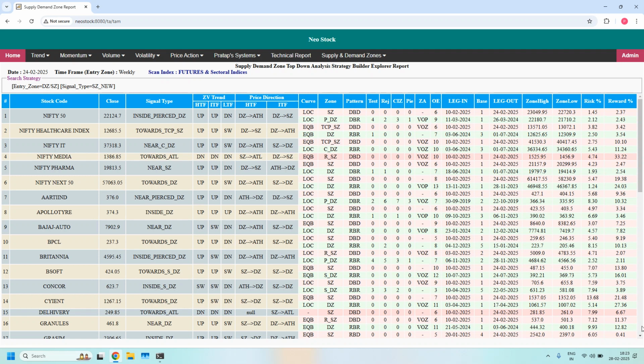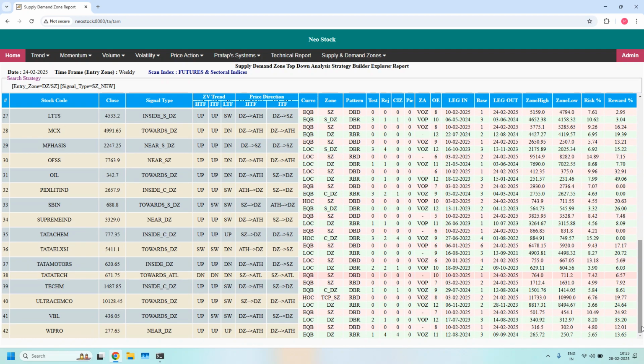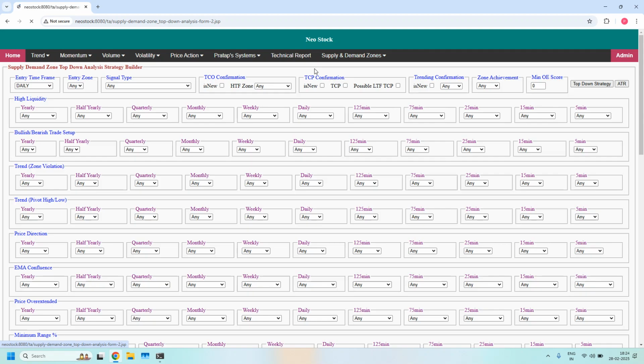Scrolling the list down. So for total 42. So this is about weekly time frame. Next time frame is daily.